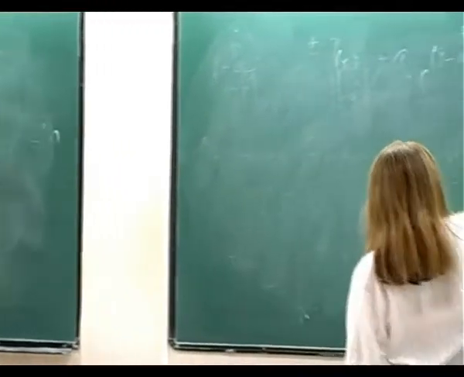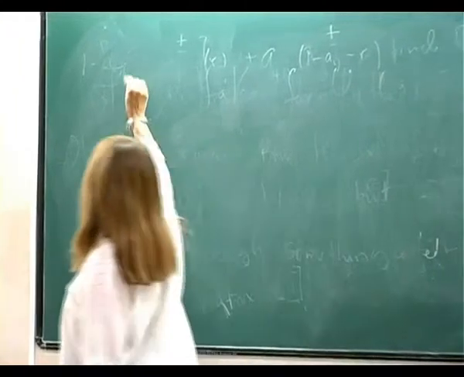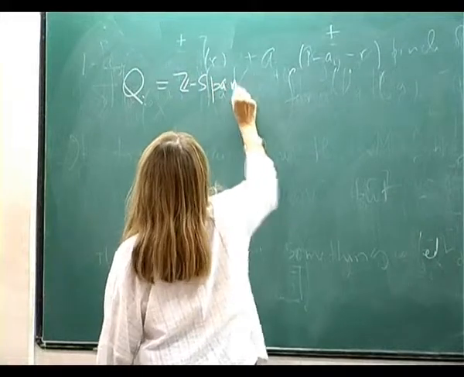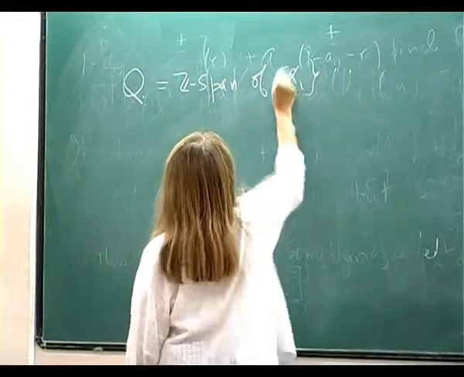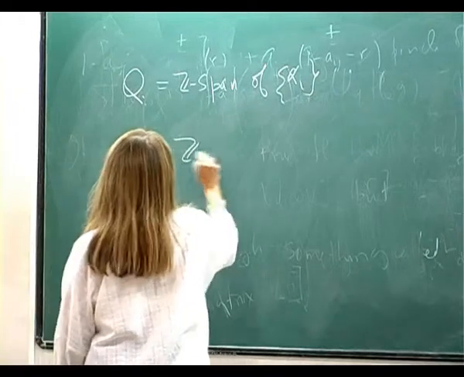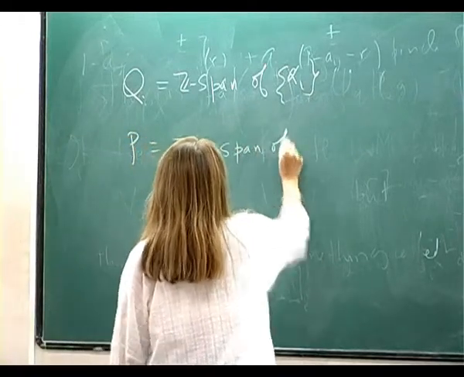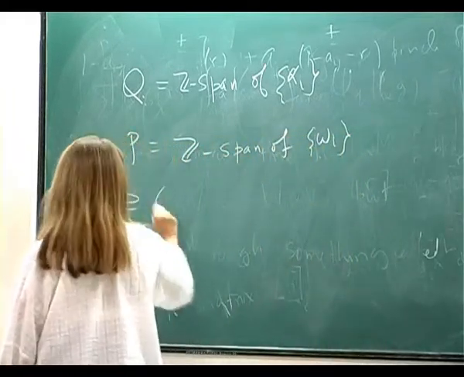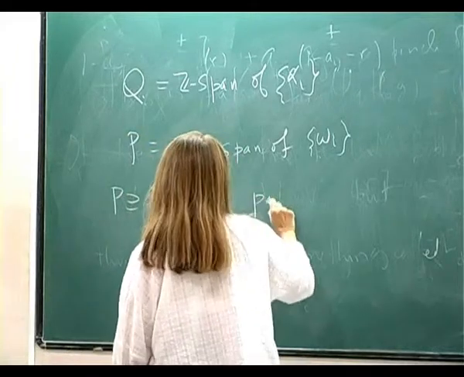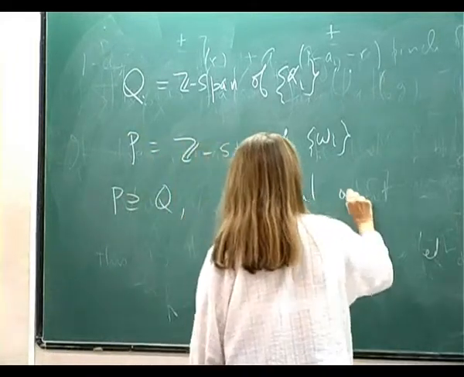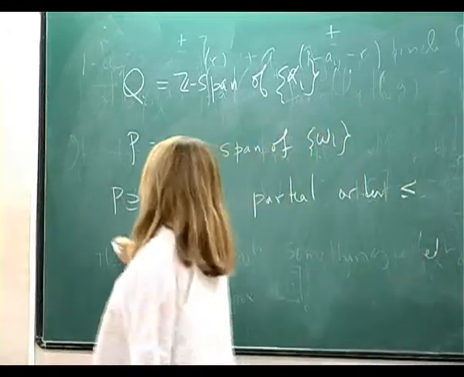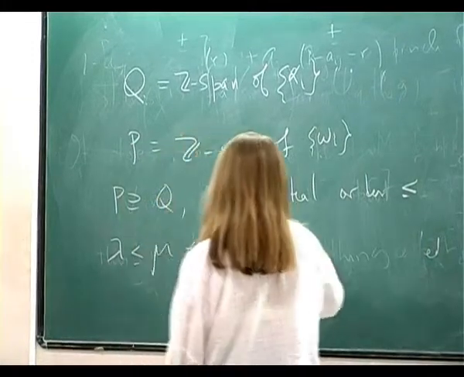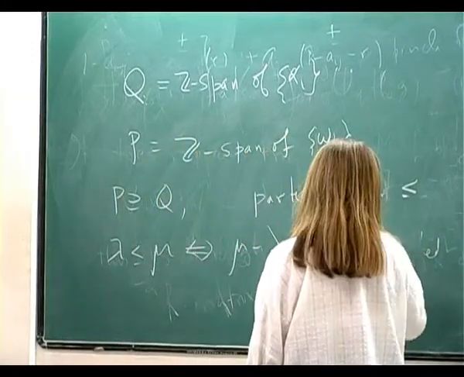So then we have no problem defining the weight lattice and root lattice. The root lattice is the Z-span of the alpha i's, and the weight lattice is the Z-span of the omega i's. As before, P is contained in Q, and we have our partial order: lambda is less than or equal to mu if and only if mu minus lambda is in the Z plus span of the alpha i's.